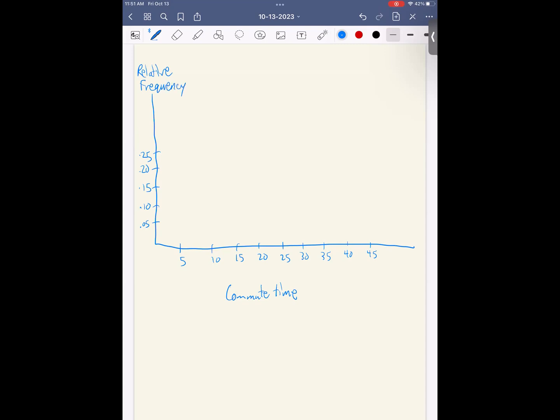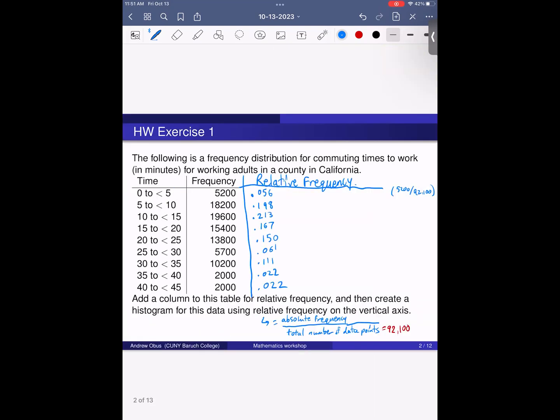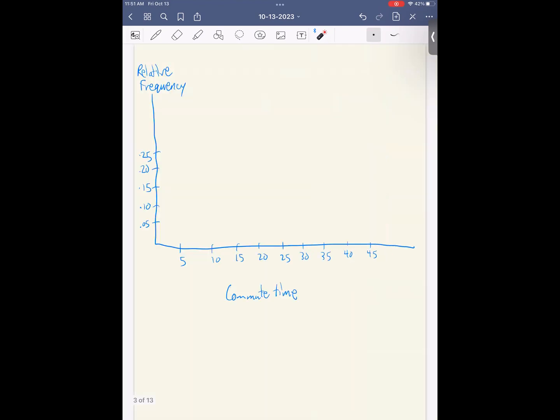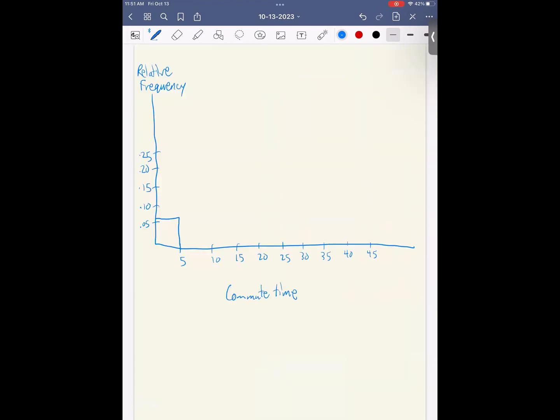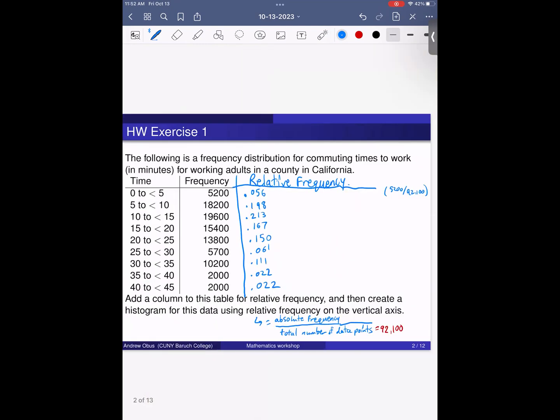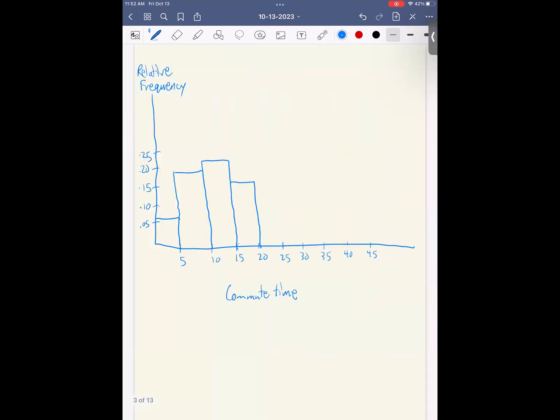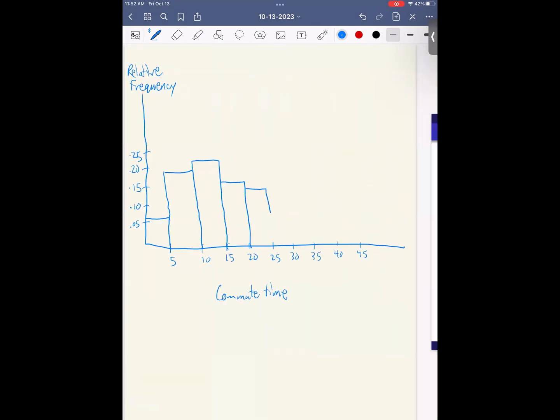Okay. So now I'm going to draw the bars. Well, for the range of 0 to 5, we have 0.056. So that bar is going to be a little bit higher than the 0.05 mark. Then we have 0.198 and then 0.213. So 0.198 is going to be up here, just a little bit below the 0.2. Then we have 0.213, so that's going to be a little bit above the 0.2. 0.167 is next, so that's going to be maybe between here, 0.167 for 15 to 20. 20 to 25 is 0.150, so that'll be exactly right here at the 0.15 mark.